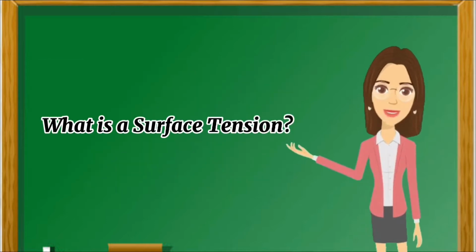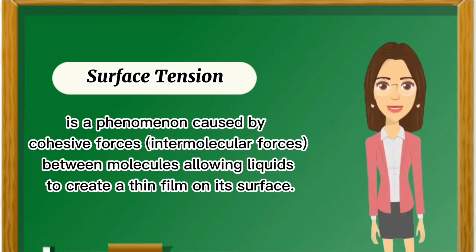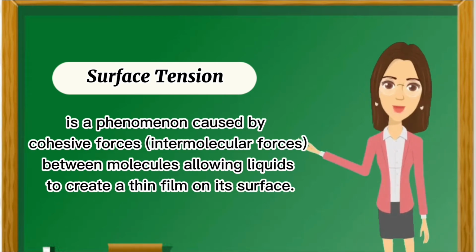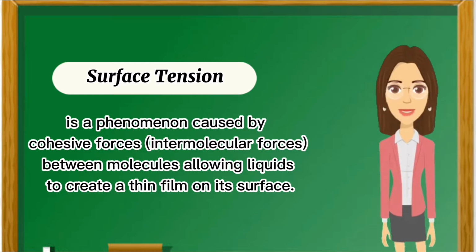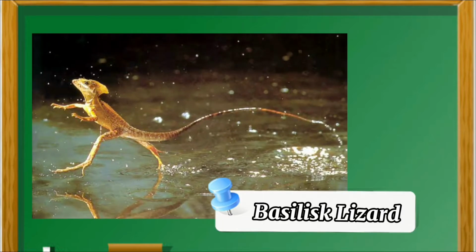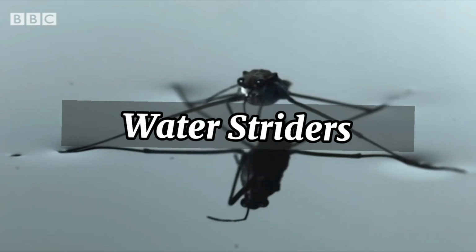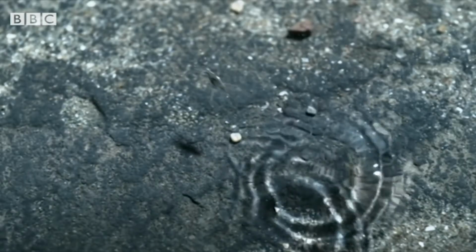So what is surface tension? Surface tension is a phenomenon caused by cohesive forces or the intermolecular forces between molecules, allowing liquids to create a thin film on their surface. So, have you seen some animals that can actually walk on the water? Yes, there are animals that can walk on the water. For example, in this video, it is an example of the water striders. It is actually swimming, running, walking at the top of the water because of the surface tension.